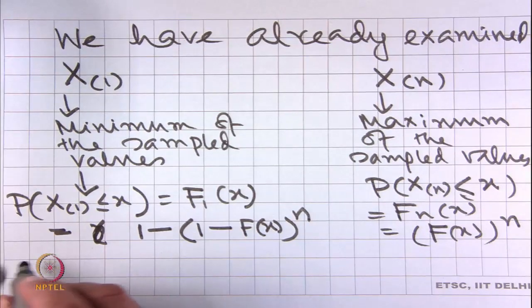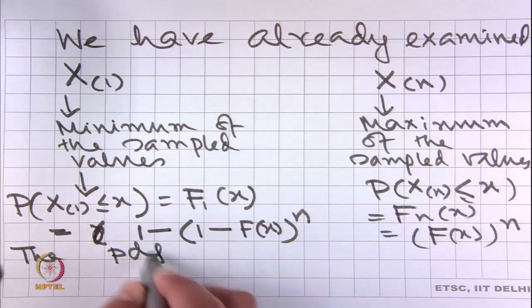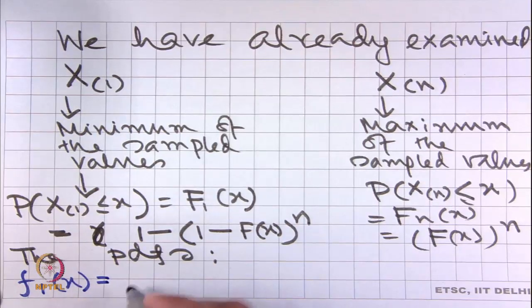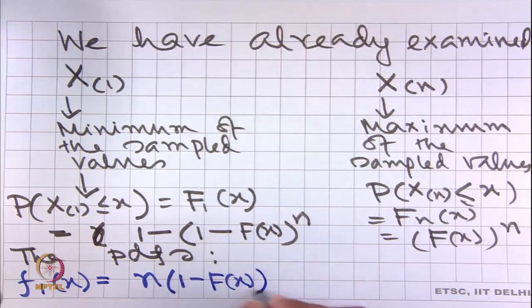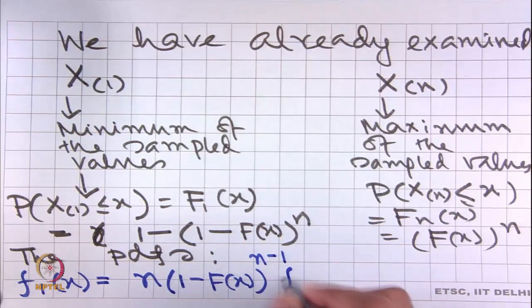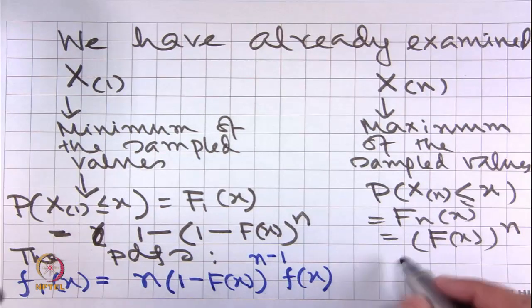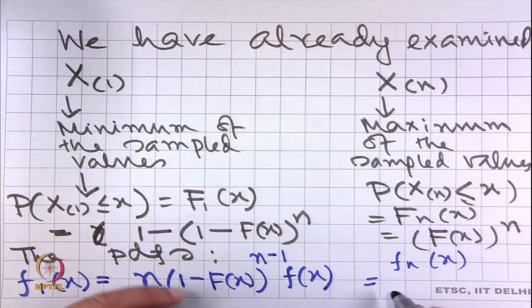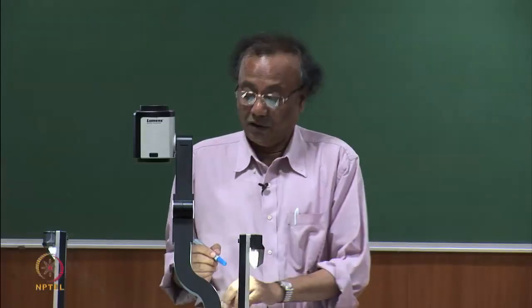And from there we found the PDFs. f 1 x is equal to n into 1 minus F x whole to the power n minus 1 into small f x, and in this case what we had, f n x is equal to n into F x to the power n minus 1 into f x. This we have already seen.